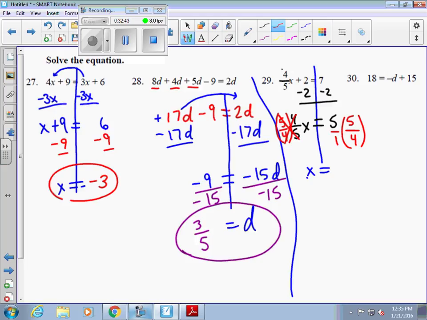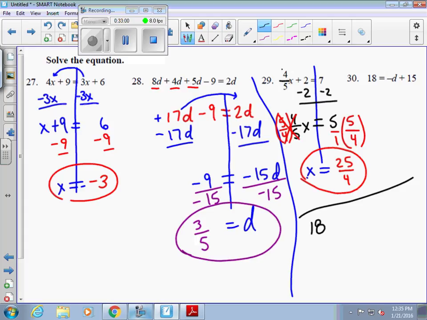If we multiply straight across from this point, 5 times 5, we're going to get a number 25, and 1 times 4, we're going to get 4. There's no number that goes into both of those, so even though that is an improper fraction, it is considered reduced, 25 over 4. And then the last problem says 18, and I'm going to recopy it just because I'm out of room right here.